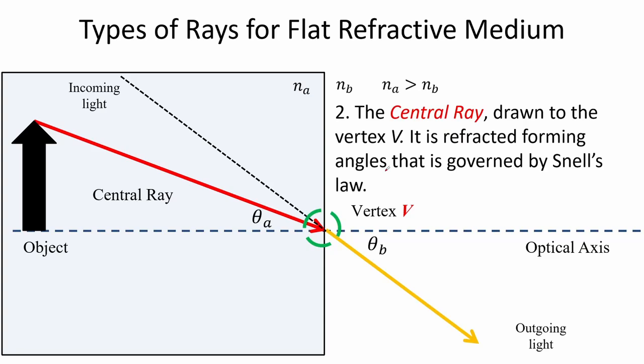The next ray is the central ray. As mentioned earlier, it is drawn to the vertex V. It is refracted, forming angles that are calculated using Snell's law.